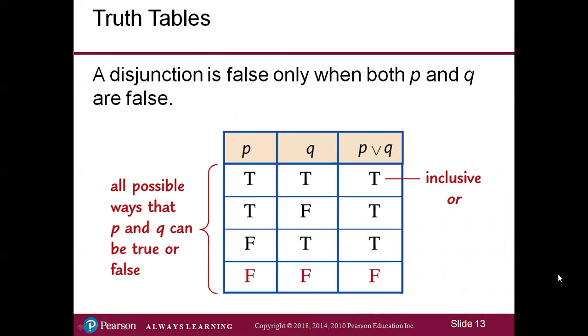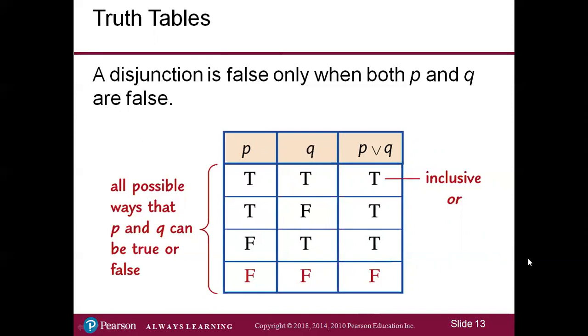The first two rows are the conventional ways of writing the truth table, where we list all possible ways that P and Q can be true and false. By convention, we list P first, T, T, F, F, and by convention, we list Q second, T, F, T, F. P or Q is only false when both components are false, which is line 4.